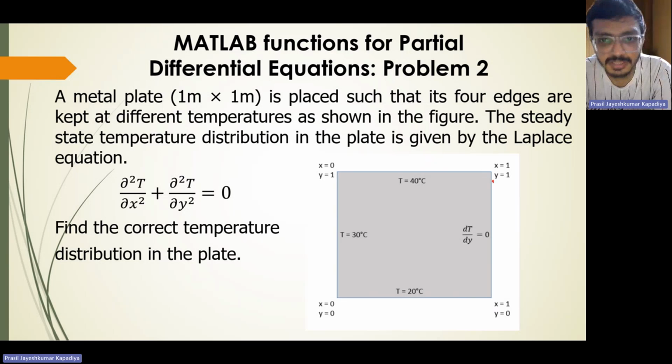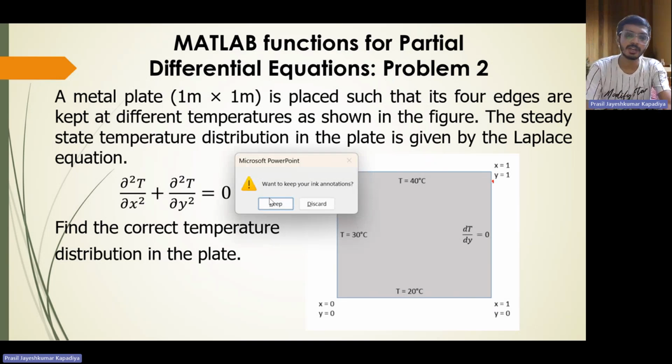The steady state temperature distribution in the plate is given by the Laplace equation. So what does this mean? We do not have any unsteady state term, plus there is no heat generation term. So that equation is del 2T del x square plus del 2T del y square is equal to 0. Find the correct temperature distribution in the plate.